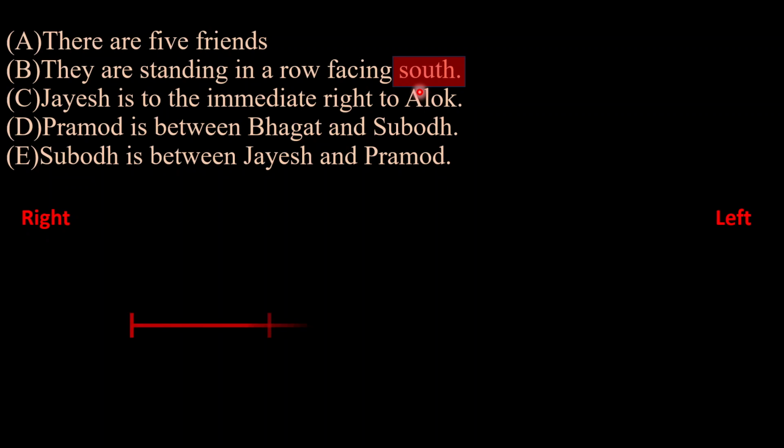Now let's mark these 5 positions as 5 friends are there. It is given Jayesh is to the immediate right to Alok. Okay, so let's consider Alok is standing somewhere here. Now Jayesh is to the immediate right. So Jayesh will occupy this position. Okay, why? Because this side is the right side. So Jayesh will occupy this position.